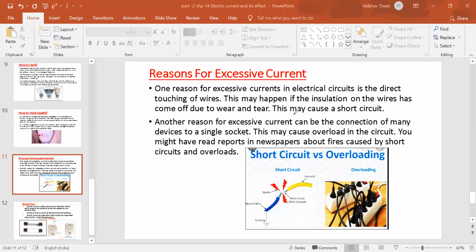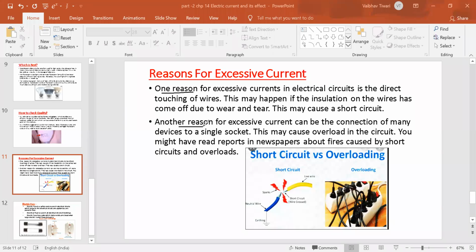So we discussed the two reasons because of which a very large current flows through a wire. But suppose a large current is flowing through a wire, then how do we protect the other appliances at our home? For example, we have to protect the TV, fridge, fan, everything. So how do we protect those things?